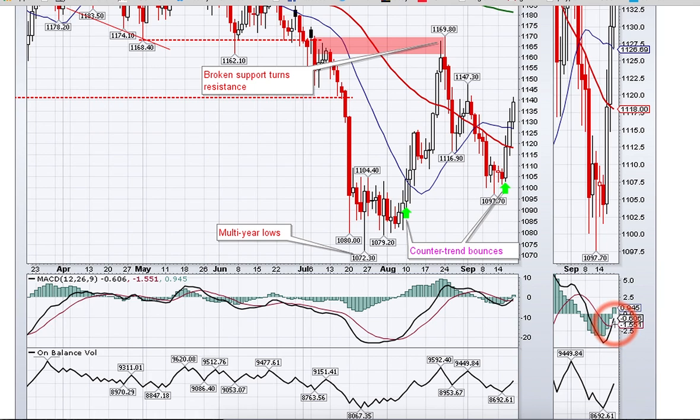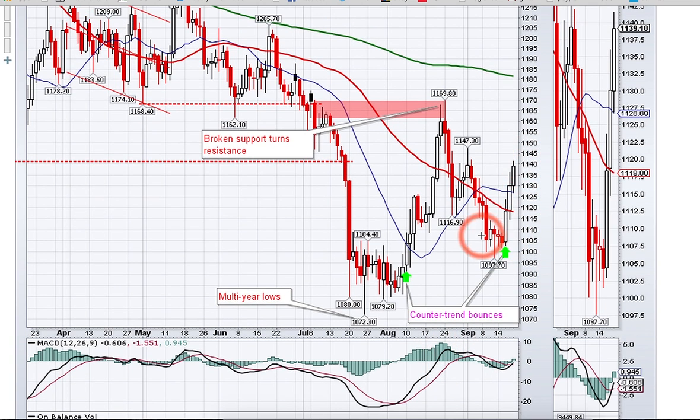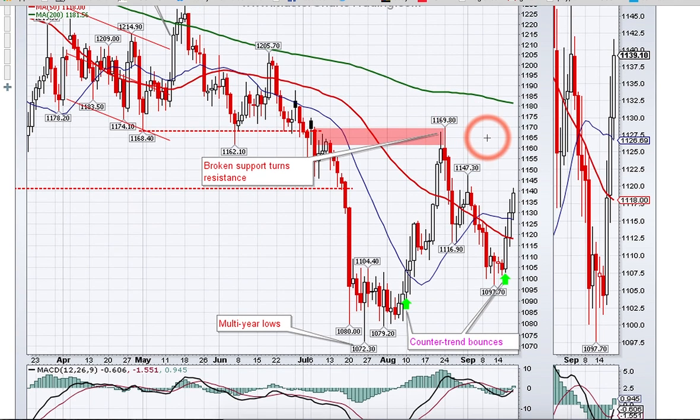Also, MACD is not yet in overbought territory, and we may actually see more upside. At the very least, we already are at a broken support level at 1140. So this is a logical place for gold to fail. However, if it doesn't fail, then we could see a run up to this resistance level, 1169, 1170. And then if we don't fail here, we could see a run up to the 200-day moving average.